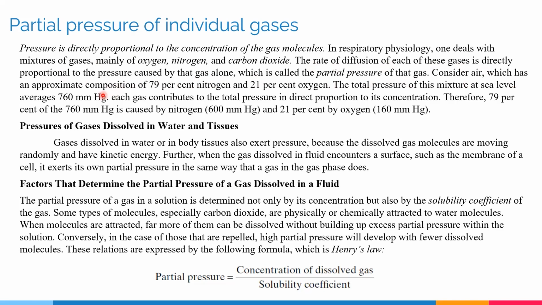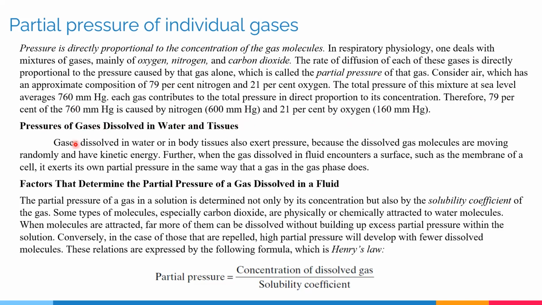Consider air, which has an approximate composition of 79% nitrogen and 21% oxygen. The total pressure of this mixture at sea level averages about 760 millimeters of mercury. Each gas contributes to the total pressure in direct proportion to its concentration. Therefore, 79% of 760 millimeters of mercury is caused by nitrogen, which comes to about 600 millimeters of mercury, and 21% by oxygen, which comes to about 160 millimeters of mercury.